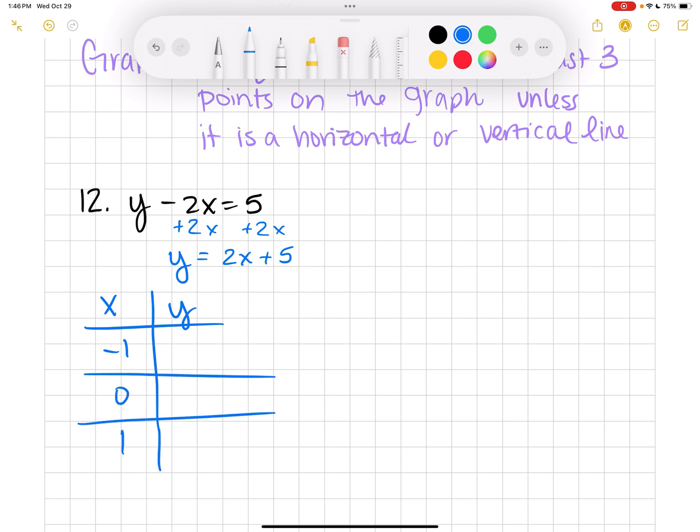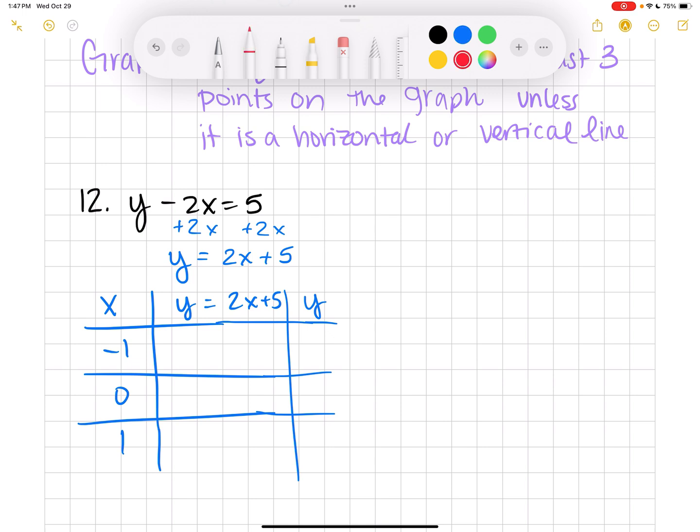So what I do is over here in my table, sometimes I actually do something like this, where I leave some space to plug in the numbers, and then I'll have the y value over here. But that's just up to you. So my equation is 2x plus 5. So in this box here, I'm going to fill in these numbers. So I'm solving for y.